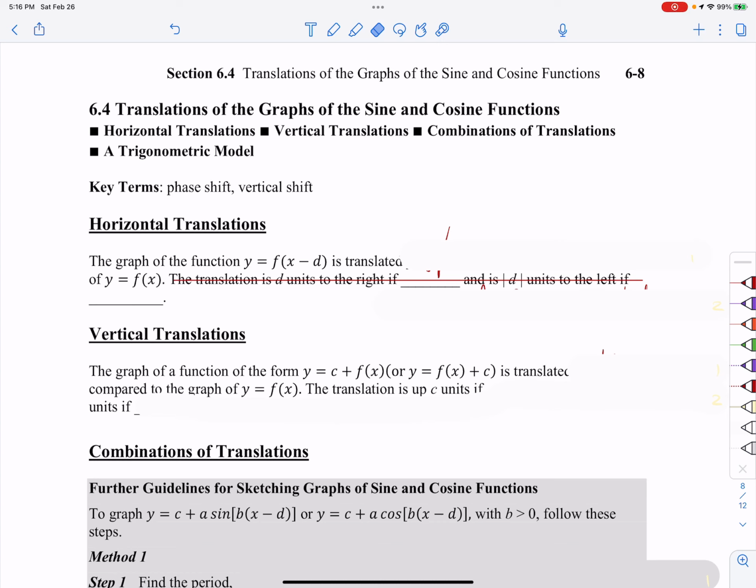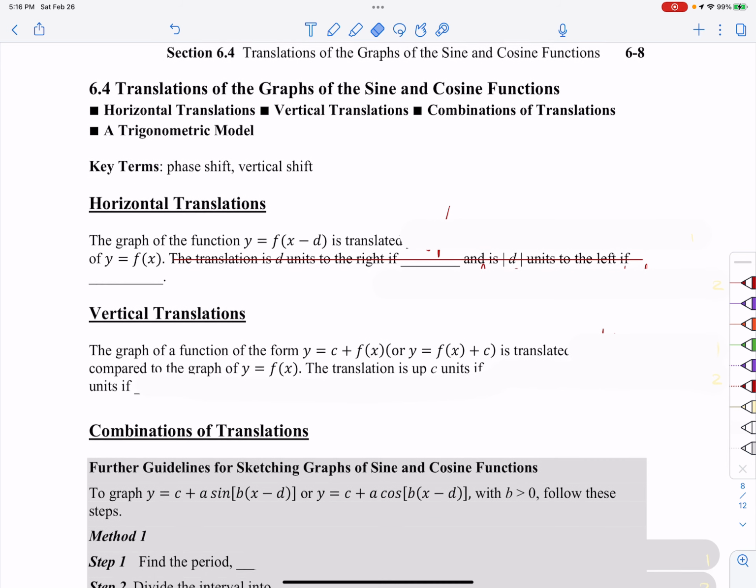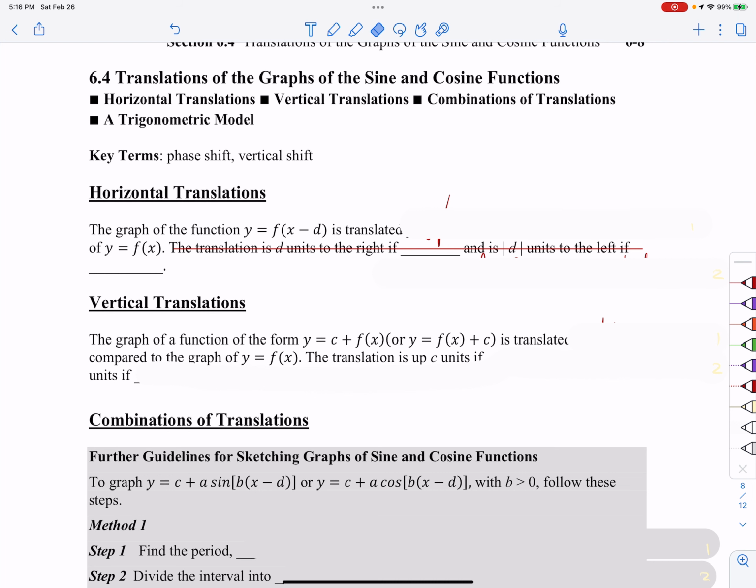Hey folks, this is going to be the first of several videos in section 6.4. In section 6.3, we talked about vertical stretches and shrinks. We talked about horizontal stretches and shrinks, aka the amplitude and the period of our sine and our cosine graph. What we're going to be talking about in section 6.4 is horizontal and vertical translations, literally picking the graph up and shifting it up, down, right, and left.